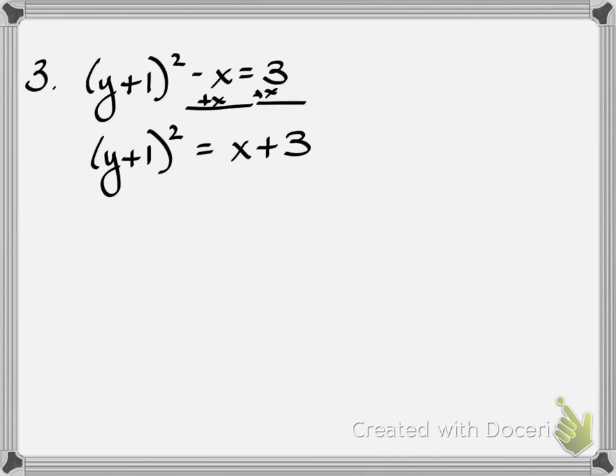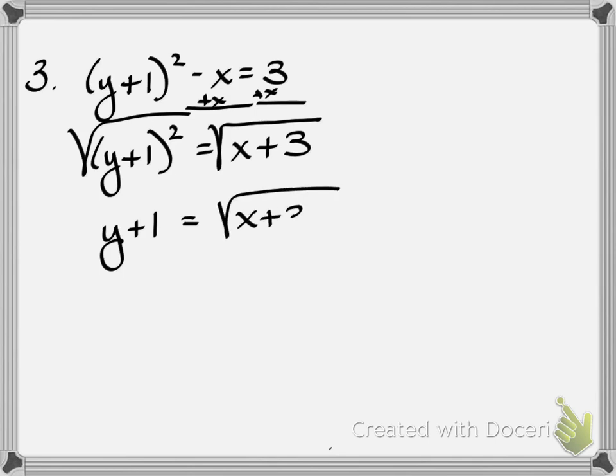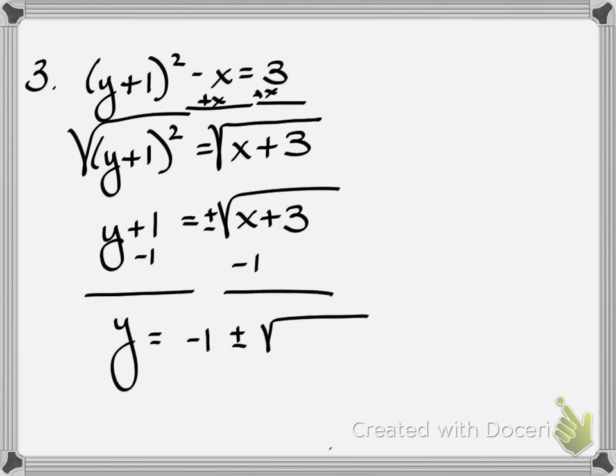And then y is trapped in this parenthesis that's getting squared, so we have to take the square root of both sides. It's important that you start getting in the habit of doing both sides. And then every time you introduce a square root in a problem, you get plus or minus the root. And then we just need the 1 subtracted from both sides. So we get -1 plus or minus the square root of x plus 3.